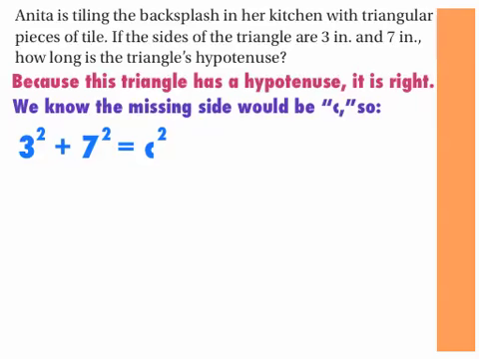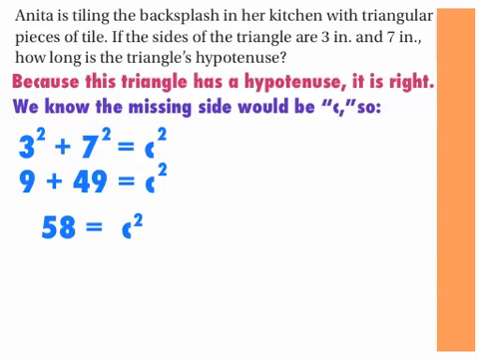The first thing you do when you have the Pythagorean theorem and you've plugged in what you know is go ahead and square the numbers that you've plugged in. 3 squared is 9, plus 7 squared is 49, and I can't square c because I don't know the value of c. Go ahead and add 9 plus 49 because they're being added on the same side of the equal sign. So I would have 58 equals c squared.